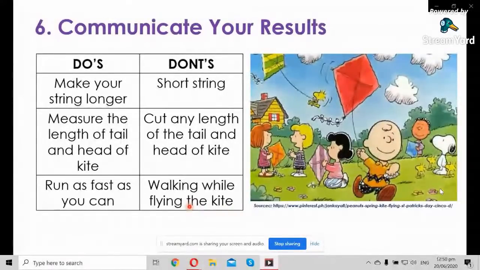Great! That is a very nice answer. If you walk while flying the kite, your kite won't fly. It will just be on the ground and it will not go up. But if you run as fast as you can, your kite will speed up in the air. And this is how you communicate your results. You can also make sure that you share these results to other friends that you have, especially if you are all playing and enjoying your flying of kites.